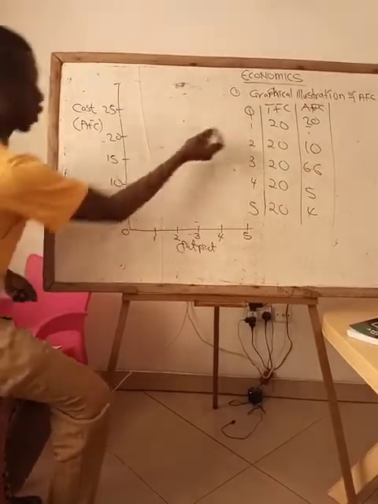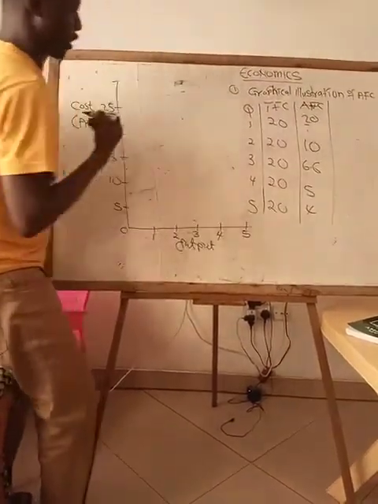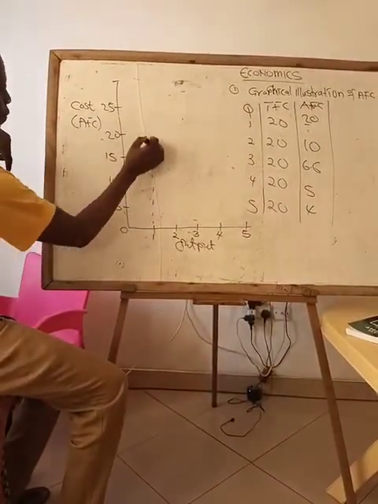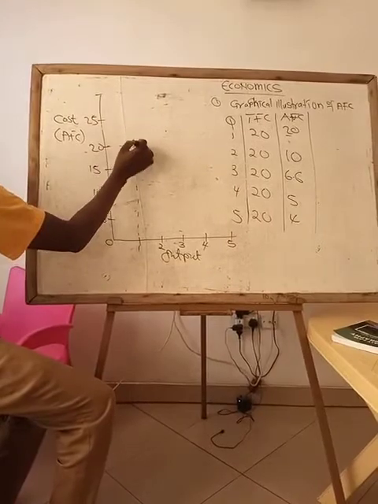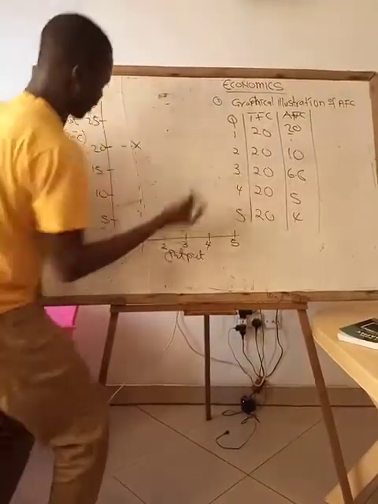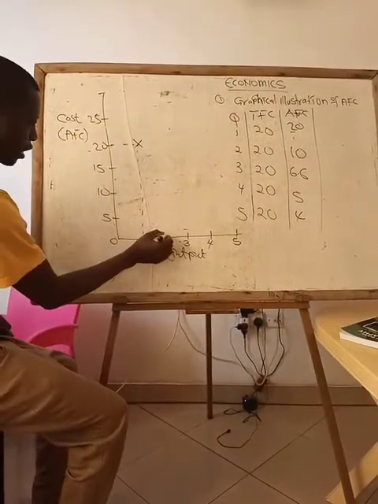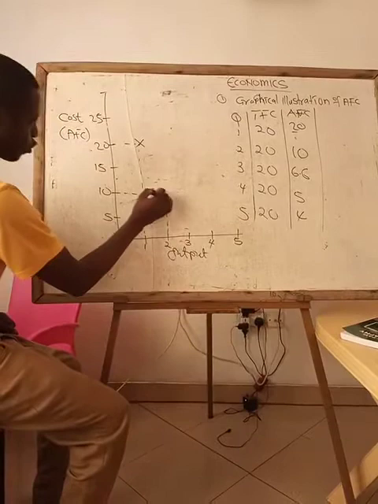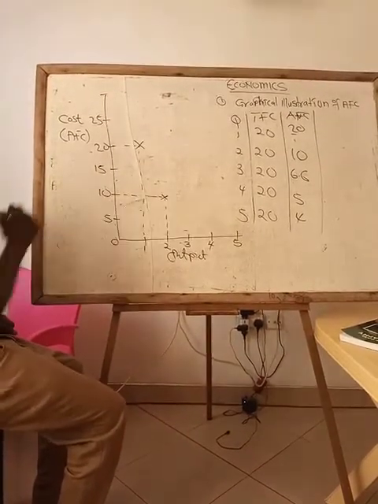Now we go. When output is 1, average fixed cost is 20. So we are looking for 1 and 20. Look at 1 here and look at 20 here. So we mark this point. When output is 2, average fixed cost is 10. So we are going to look for 2 and 10. Now look at 2 here and look at 10 here. So they meet at this level, they intersect at this point. So we have another point here.